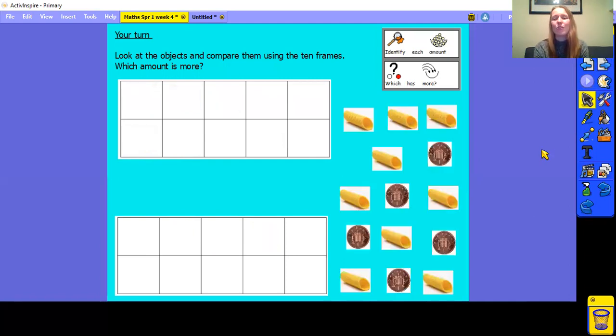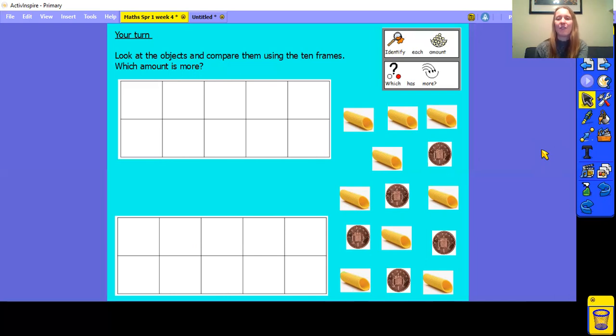Okay, ask your grown-up to count out your objects again and make sure that you have the same amount as I do. Ask your grown-up to pause the video while you have a go at working out which amount is more. Don't forget to use your 10 frames to help you.